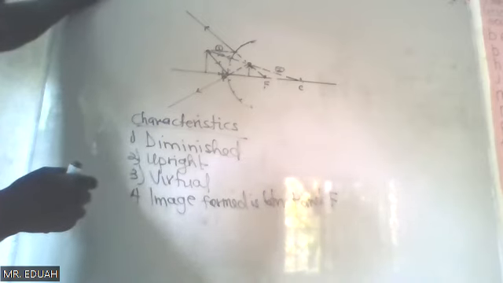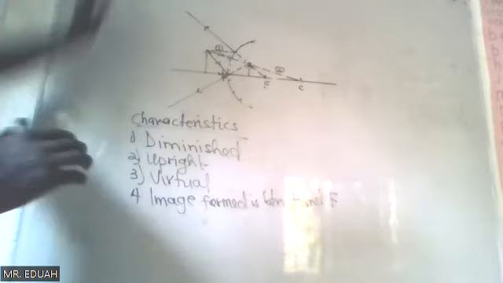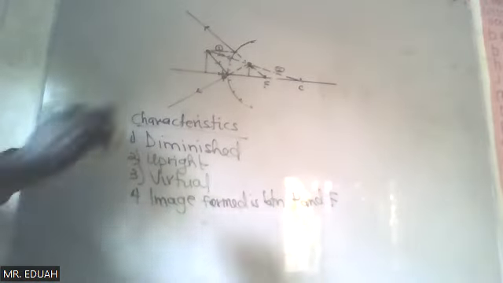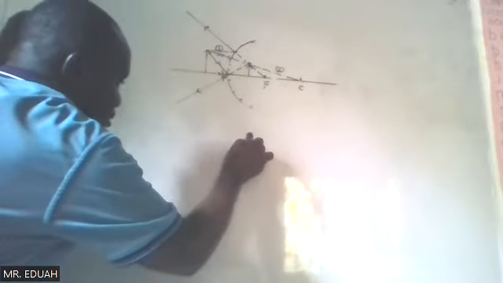Thank you. So let's change the position. Let's change the position of the object and draw a ray diagram to draw a conclusion for the convex mirror.